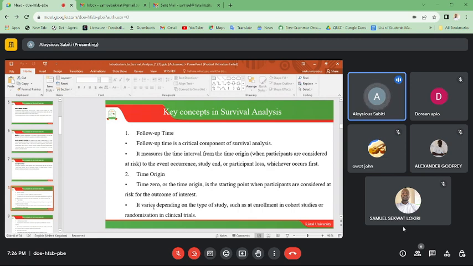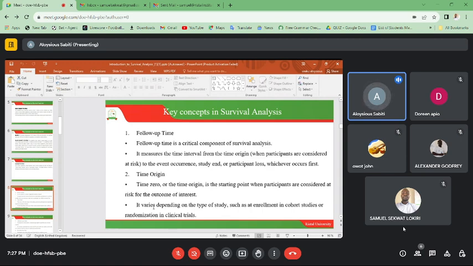Then we also look at the term time origin. And we're saying it looks at time zero, or the time origin, which is the starting point when participants are considered at risk for the outcome of interest. So in this case, we can look at time zero being the age of 1 month or 1 day when an individual is born, to the time of death, and then we shall take the time of birth as the time origin.